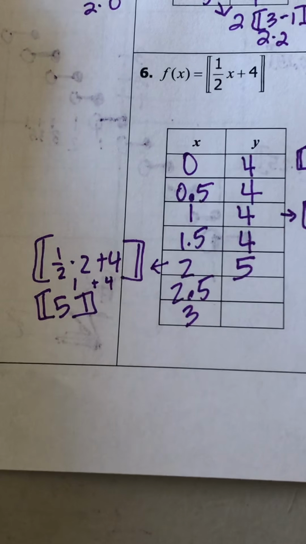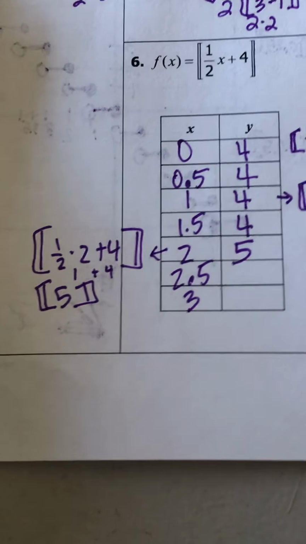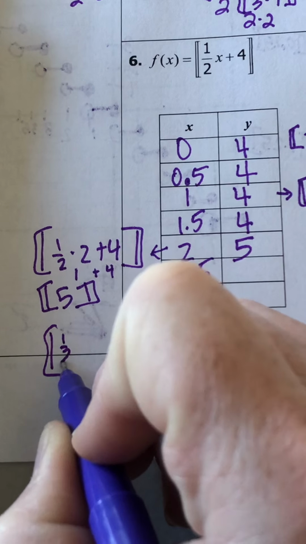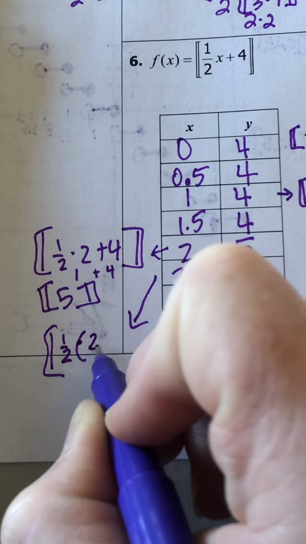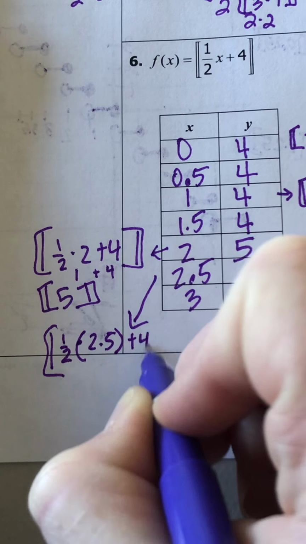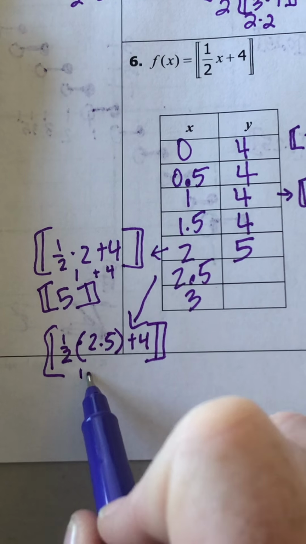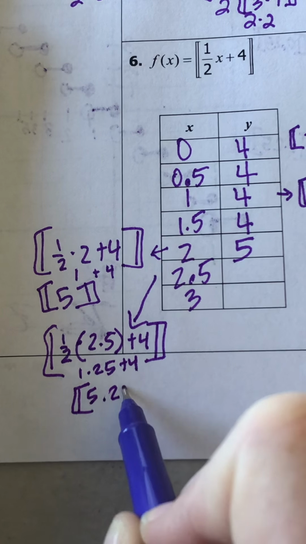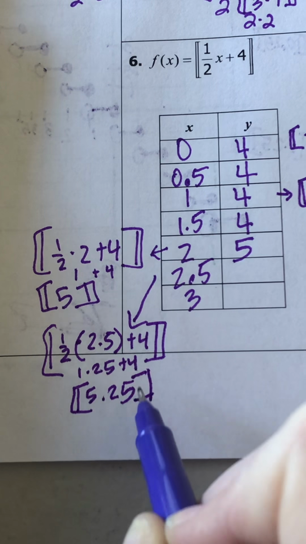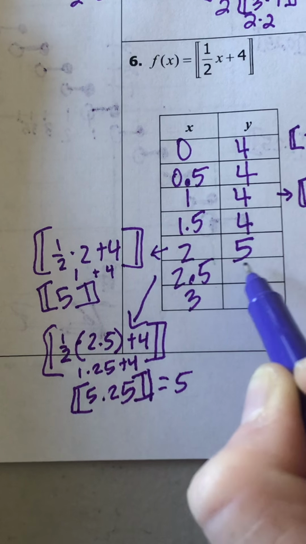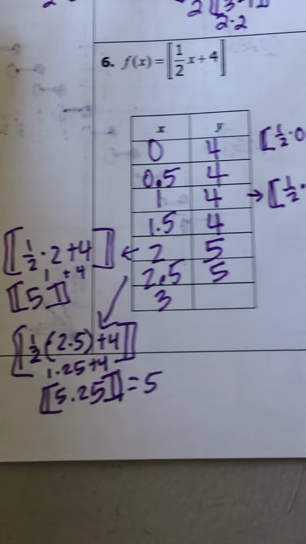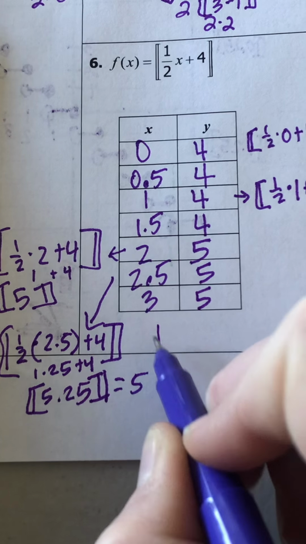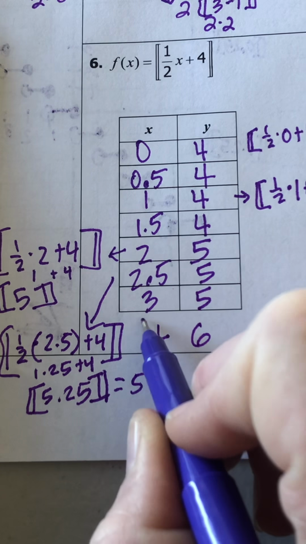Okay, and if I did 2.5, let's do that down here. We're getting 1/2 of 2.5 plus 4. Okay, that would be 1.25 plus 4, 5.25. And that greatest integer is 5. Okay? And if you plug in 3, you're also going to get 5. It's actually not going to change until you hit 4. Then it'll go up to 6.